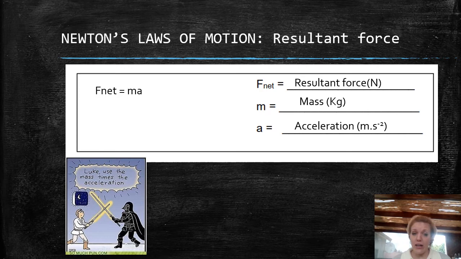Please write the formula in. Fnet is equal to ma, mass times acceleration. Mass is in kilograms, acceleration is meters per second. Please write all of these in your little box there on page 7. We are now going to go through 3 examples in the let's practice a few calculations, and then we will be finished for today.